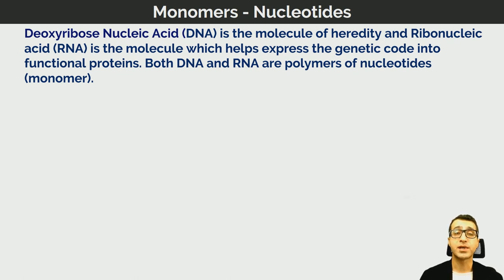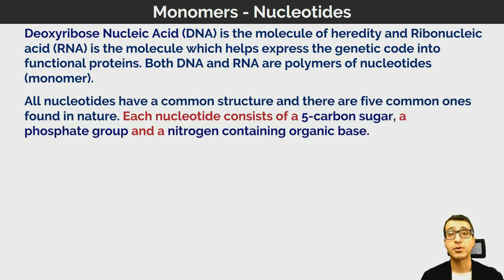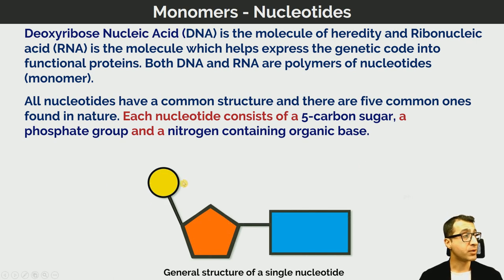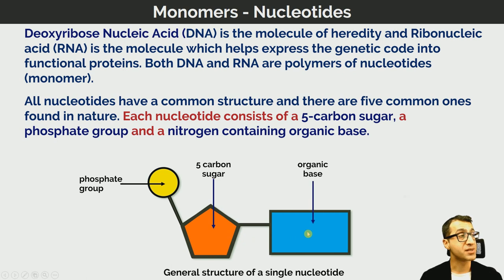Now, all nucleotides have a common structure, and there are five common ones found in nature. Each nucleotide consists of a 5-carbon sugar, a phosphate group, and a nitrogen-containing organic base. And so this diagram that we saw earlier illustrates the general structure of a single nucleotide. So here we have the phosphate group. This is bonded to a 5-carbon sugar, a pentose sugar, and this is bonded to a nitrogenous base.